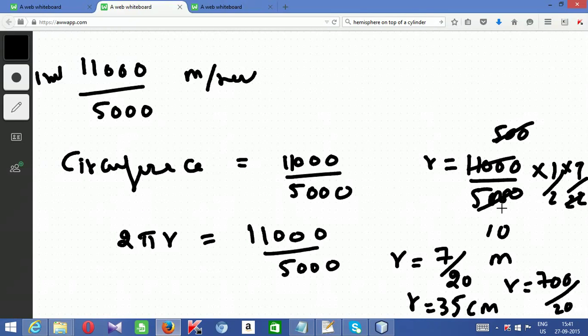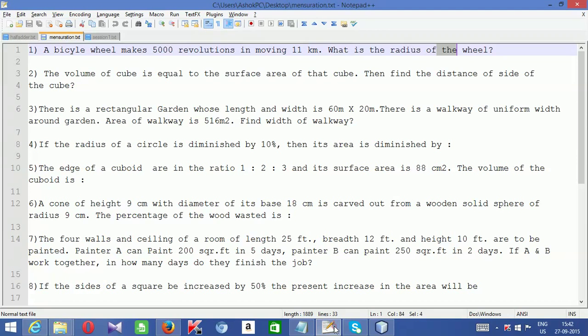You see everything is getting cancelled. You will get r equal to 7 by 20 in terms of meters. So a better way to express it is to convert into centimeters. r equal to 700 by 20. So the radius of the wheel is 35 centimeter. More than you have on a 30 centimeter scale, right? A little bit more. 35 centimeter will be the radius of the wheel. If such a wheel makes 5000 revolutions, you will travel 11 kilometer. Hope you understood this sum.